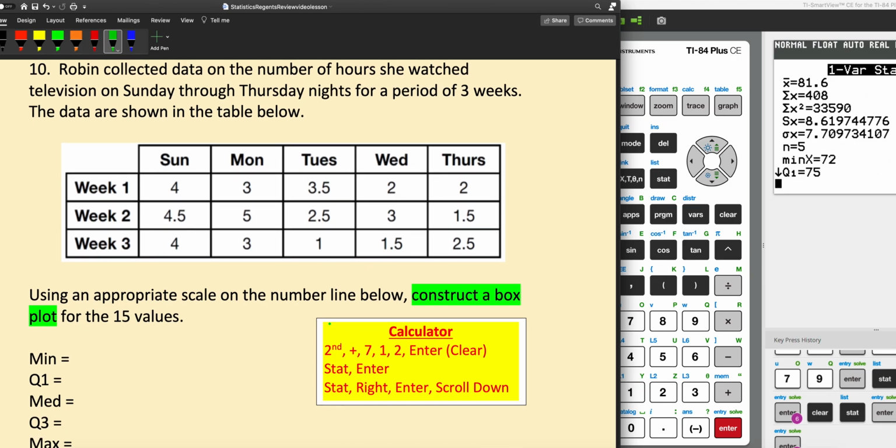Okay, here's a part 2 on a Regents. Notice it's not multiple choice. And it says, Robin collected data on the number of hours she watched television on Sunday through Thursday nights for a period of 3 weeks. The data in the table is shown below.